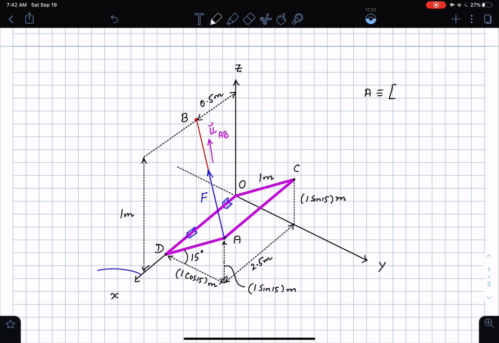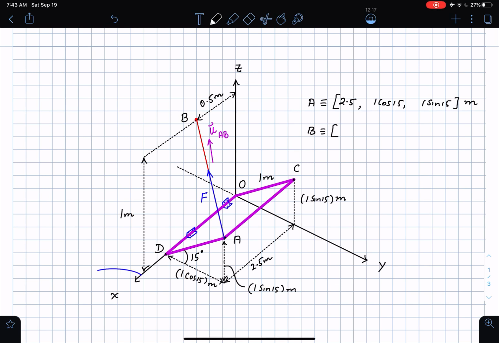A is at a distance of 2.5 meters from the positive x direction. Let me scoot this up and write it out a little closer so that I have enough space. So this is going to be 2.5. Then along the y-axis and the z-axis, it's a distance of 1 cosine 15, and then a distance of 1 sine 15, so many meters. And then the coordinates of the point B.